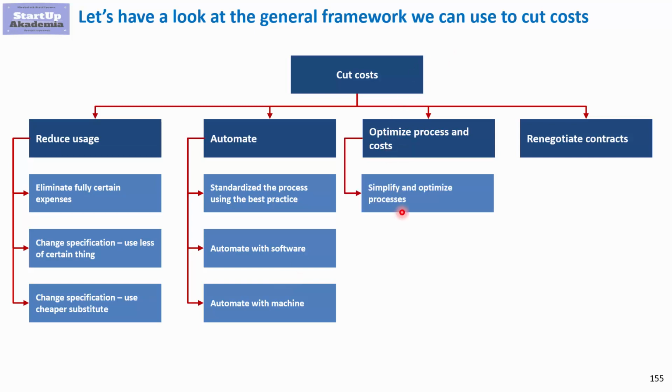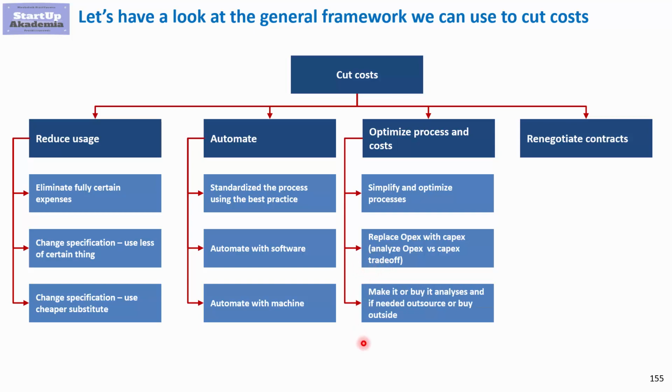So the first option is to simplify and optimize processes. You can also talk about replacing operational expenditures with CapEx. So I would recommend doing this sort of analysis. This is not limited only to automation, but sometimes by changing, for example, the layout of a factory or a warehouse or even the office, you can drastically reduce the labor intensity of certain processes and in this way reduce the costs.